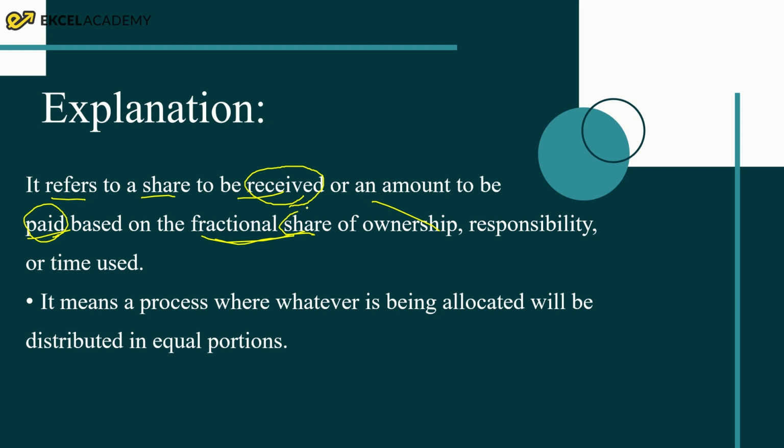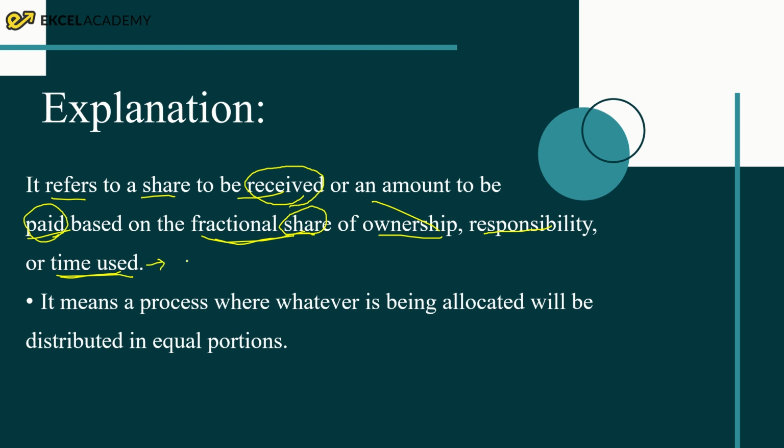Of what? Which share are you taking into consideration? The share of ownership, the share of responsibility, or the share of time used? That is, the duration of time you have used a particular thing will determine how much amount you have to receive or pay. So this is known as the concept of pro rata. Let's take an example to understand this better.